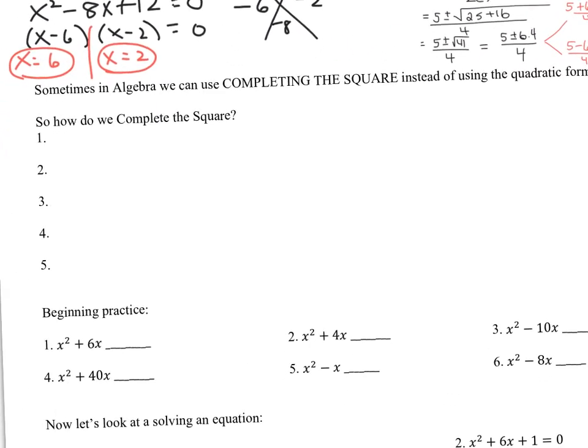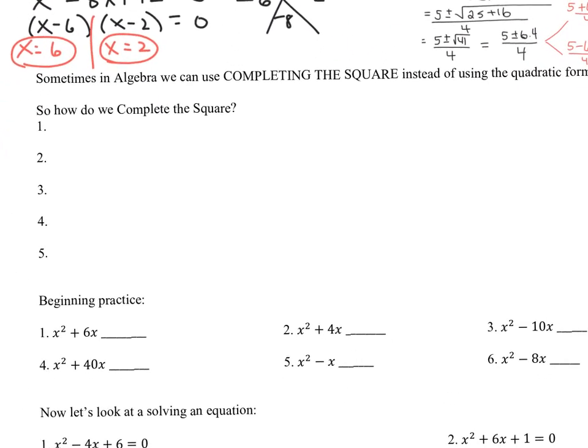So in algebra, if we don't like the quadratic formula, we have another method we can use. It's called completing the square. Completing the square is an alternative to using the quadratic formula. So when would I use the quadratic formula? Well, I'd use the quadratic formula when I couldn't factor. So if I don't like using the quadratic formula, when I can't factor, instead I'm going to complete the square. So steps for completing the square. How do I complete the square?